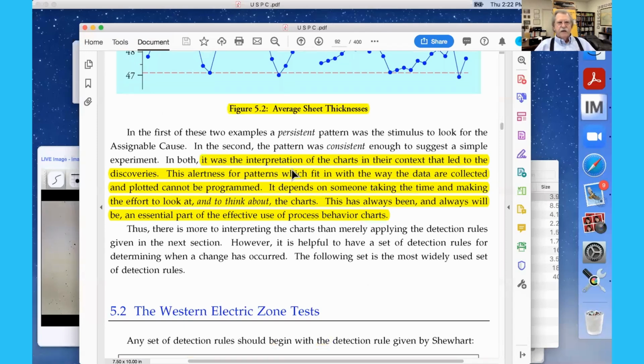In both of these, it's the interpretation of the charts and their context that led to the discoveries. This alertness for patterns which fit in with the way the data are collected and plotted cannot be programmed. It depends upon someone taking the time to look at and think about the charts. This has always been and will always be an essential part of the effective use of process behavior charts. The process behavior charts are the interface between your data and your brain. And until the brain's engaged, nothing happens.